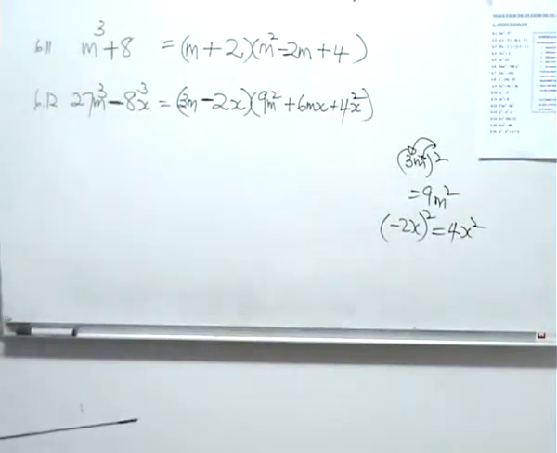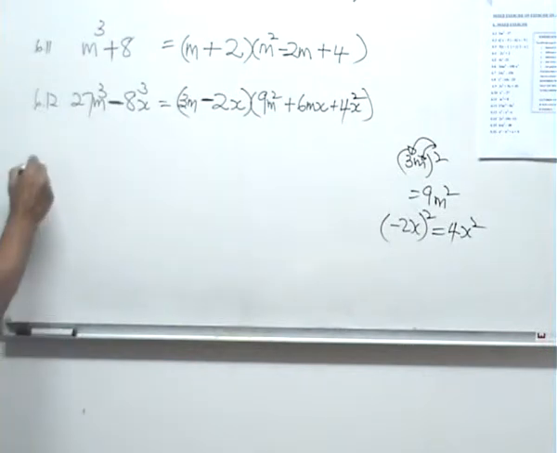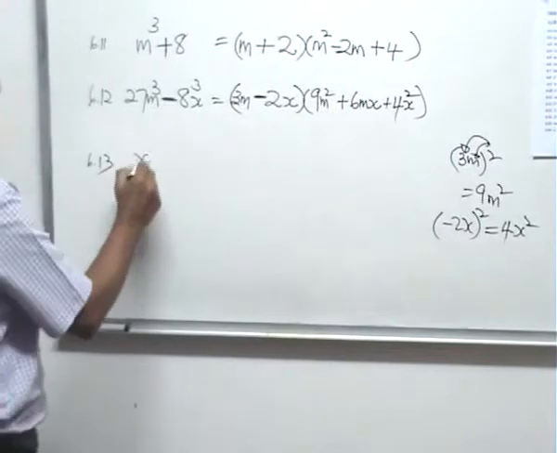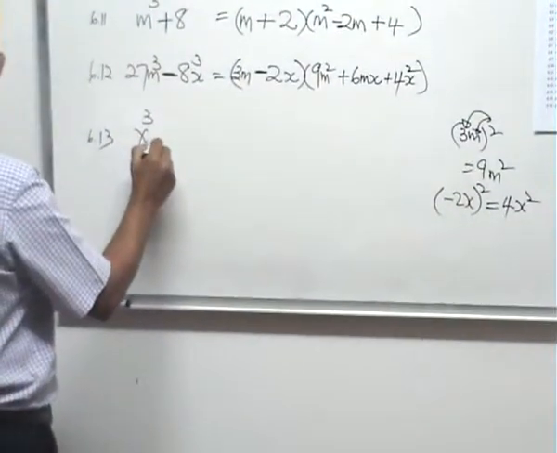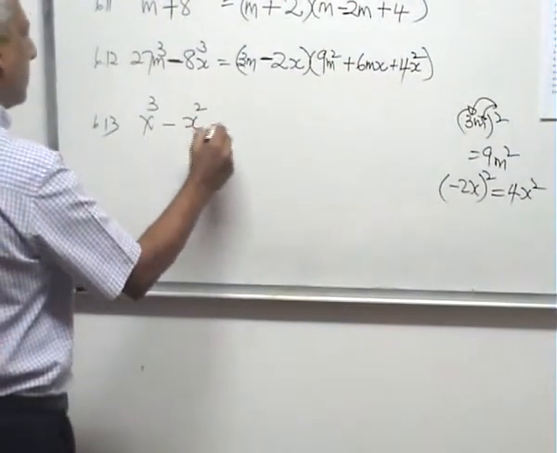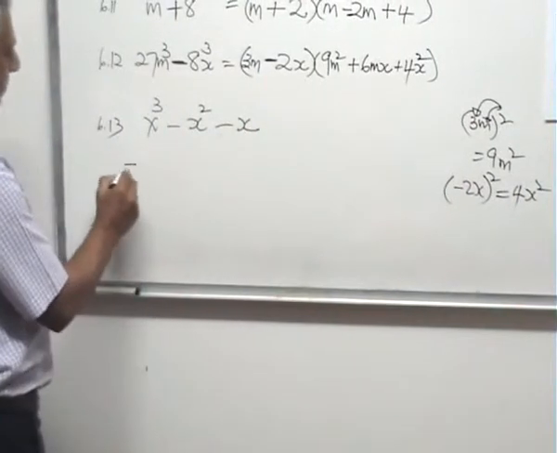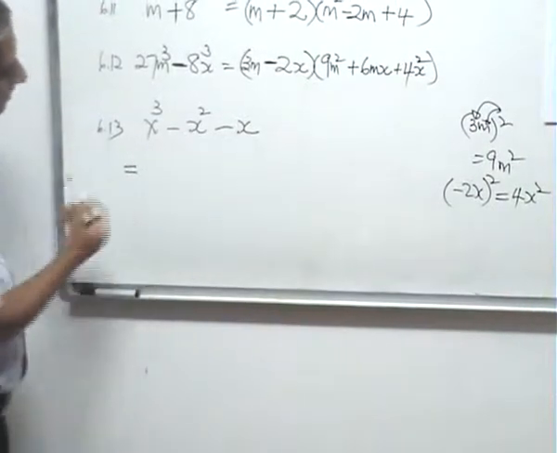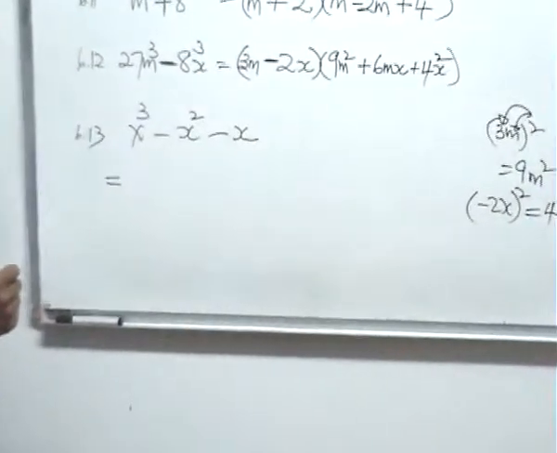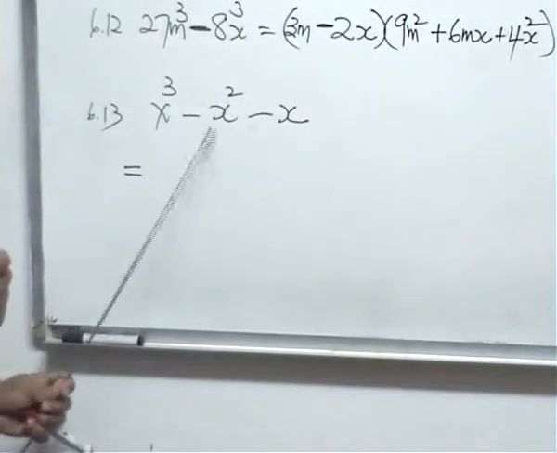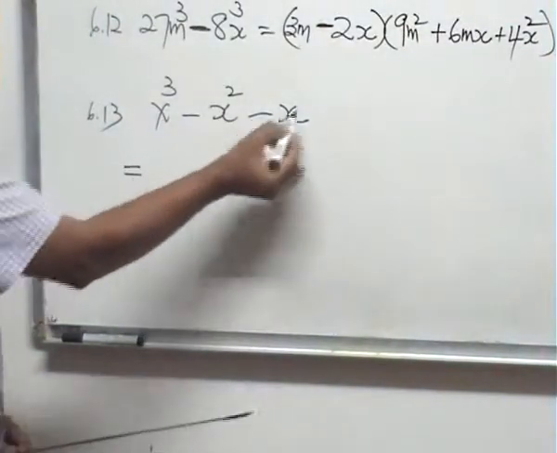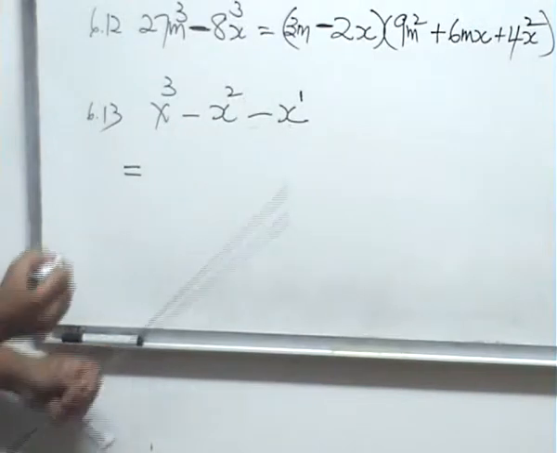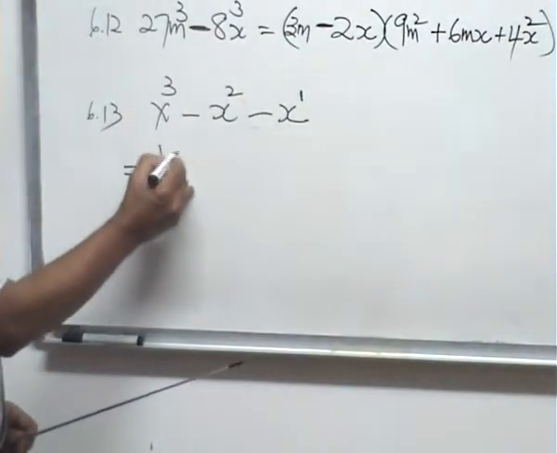Right, 6.12. Right, let's do 6.13 here. We have some space. X cubed minus x squared minus x. Let me write the answer below it. So when we look at this example over here, we can see clearly that we have a common factor x, and we're dealing with powers, therefore we must choose the lowest power, which happens to be x to the 1.